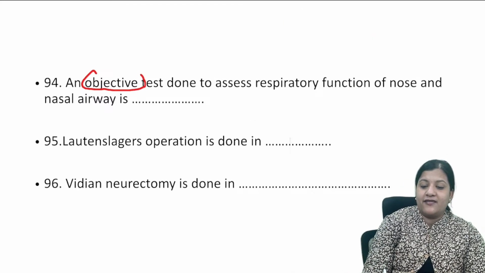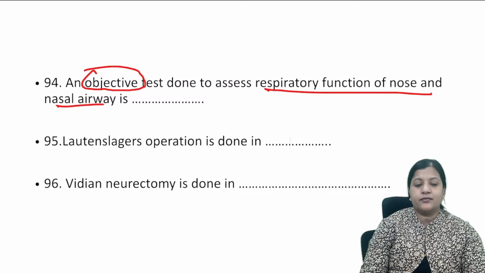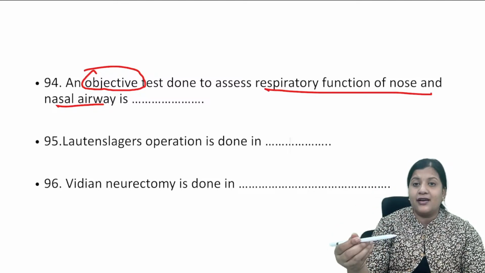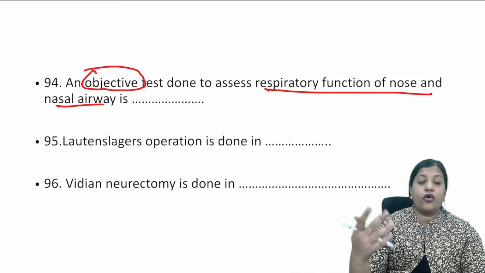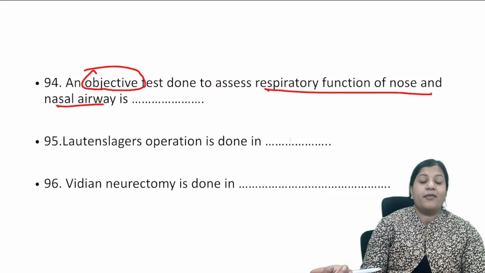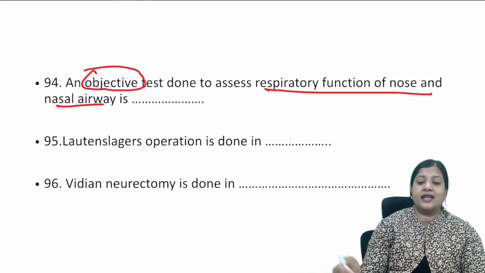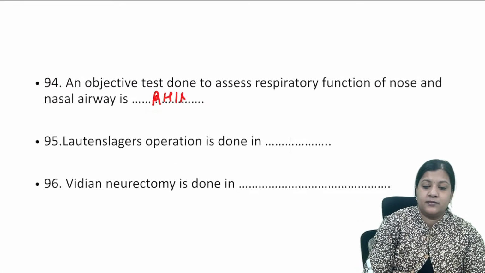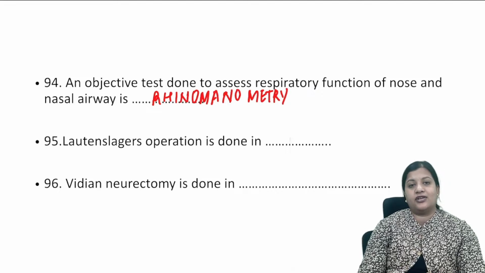What is an objective, not a subjective, test to assess the respiratory function of the nose and nasal airway? See, I'll put a spatula and ask the patient to breathe out. I'll see misting. That is a subjective test where the patient is giving response. Examiner is looking for the inference, but I'm asking for objective test. PTA is a subjective test for hearing. I'm asking for objective test for nasal airway. It is called rhinomanometry. What is it called? Rhinomanometry. It is an objective test done to assess the nasal function.